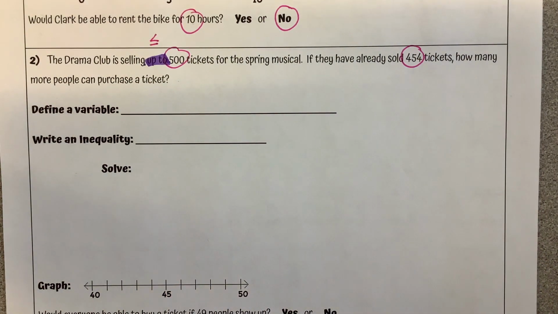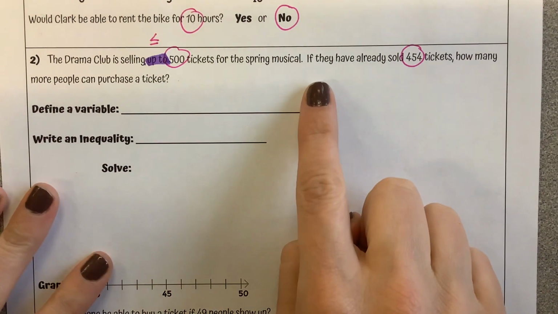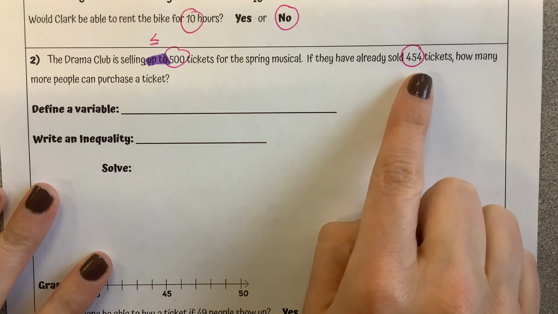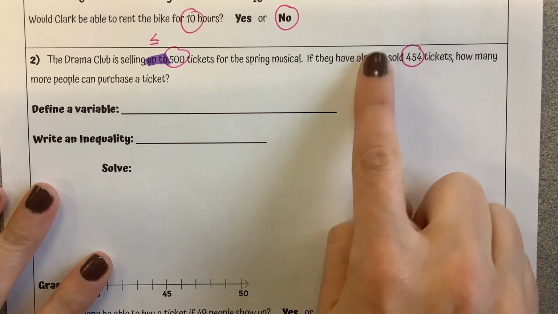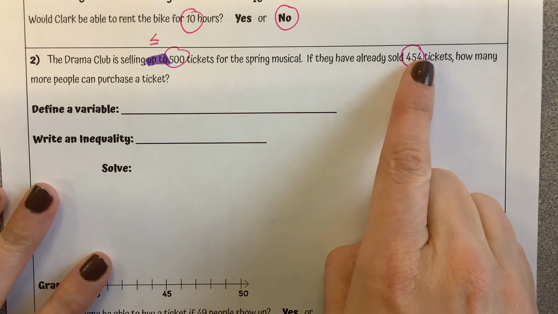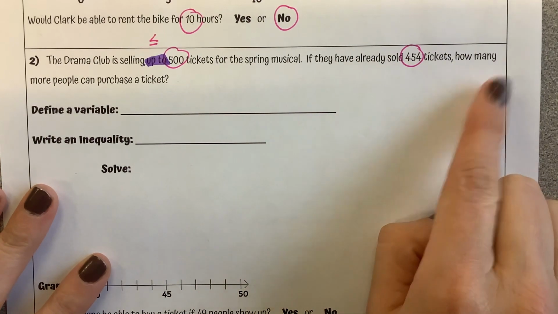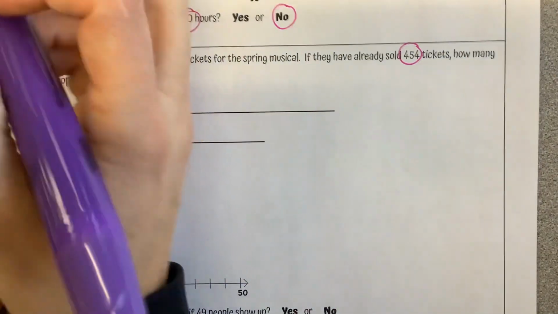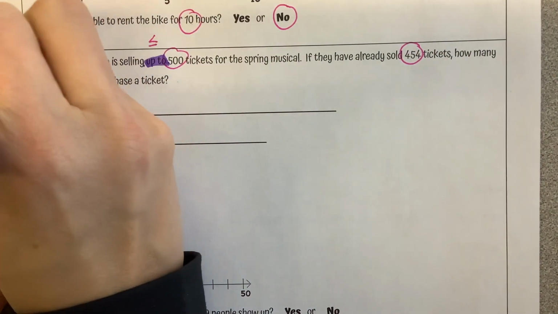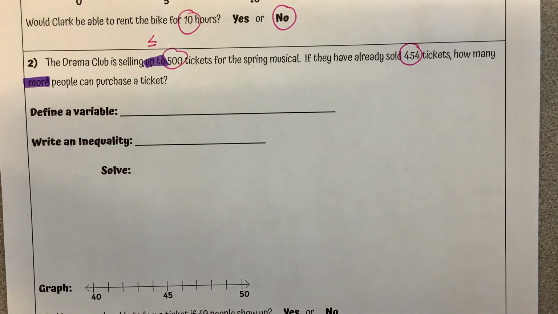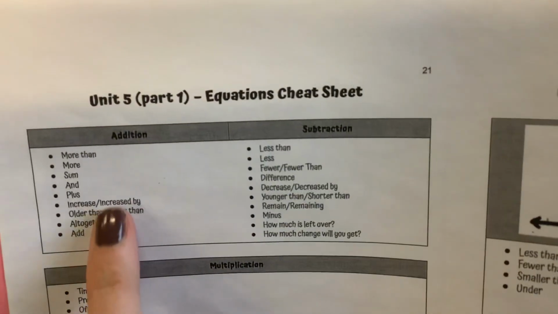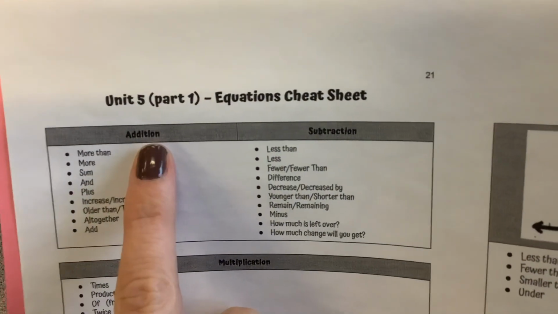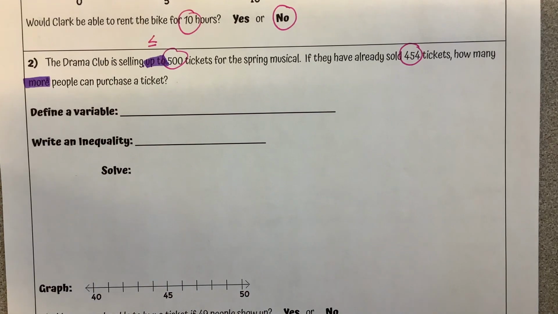Now, I'm looking at if they already have sold 454 tickets. I don't see any key equation words there, so I'm going to keep reading. How many more people can purchase a ticket? I see the word more. How many more? And if I'm looking at my equation cheat sheet, more tells us addition. So I'm going to put a plus sign there.